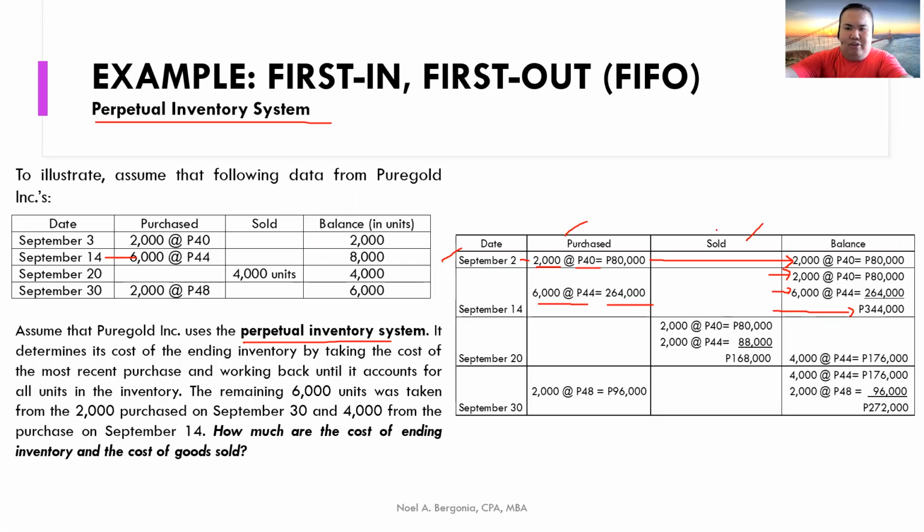Now, on September 30, or September 20 rather, nagbenta tayo ng 4,000 units. So yung 4,000 na yon, saan nanggaling? Di ba, on September 2, bumili tayo ng 2,000. So it should be disposed first. So yung 2,000 madi-dispose first at 40. Kaya nandito sa sold column, yung 2,000 at 40 pesos. So 80,000, na-dispose na yan.